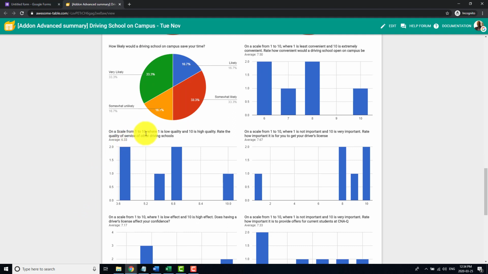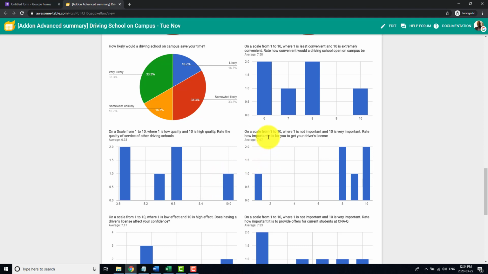Rate the quality of service of other driving schools. So this is if they had experience in other driving schools. From a scale of 1 to 10, most students gave it a 4 or gave it a 7. This is not very good, right? This is bad service. 4 out of 10. If you went to a driving school and they said, how did you find our service on a scale of 1 to 10? And you said 4, that's pretty bad. So what you want to do is look at what services the other driving schools offer and make sure you're doing something a little bit better. That would be a part of your product, and also a part of future research.